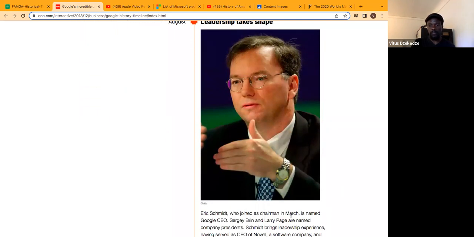This is Eric Schmidt. He then joined as a chairman, and he was named Google CEO. So Sergey Brin and Larry Page were the presidents. They were the ones building all the software and coming up with all the innovative ideas. But Eric Schmidt was the one showing up as the CEO and managing all the other groups, because you have to do marketing, you have to do production, you have to do all these different operations, you have to oversee IT. So that's what the CEO does.